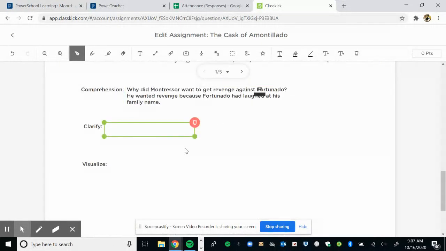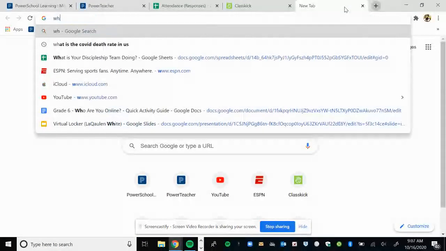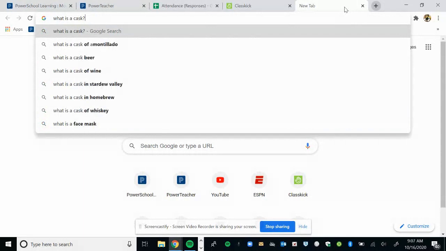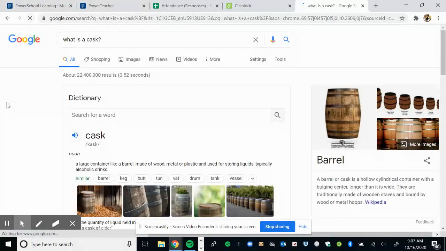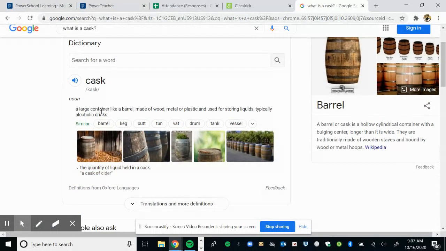For my clarification, I'm going to ask, what is a cask? That's going to require me to do a Google search. What is a cask? And hopefully this loads soon. There we go. A cask is a large container like a barrel made of wood, metal, or plastic and used for storing liquids, typically alcoholic drinks.